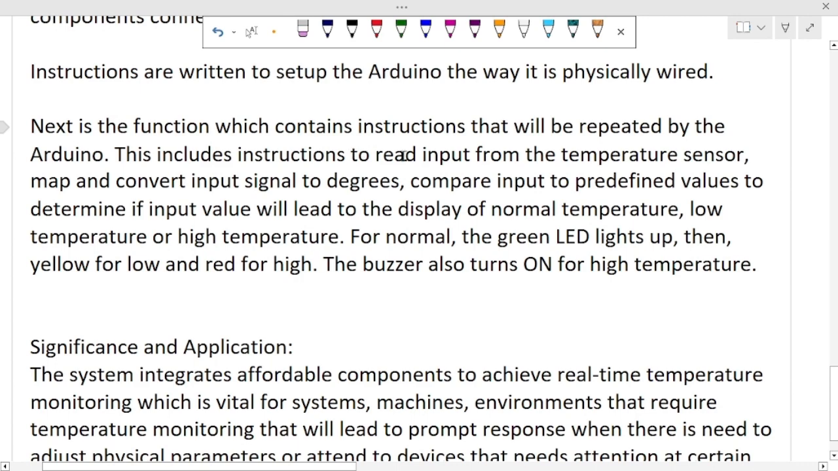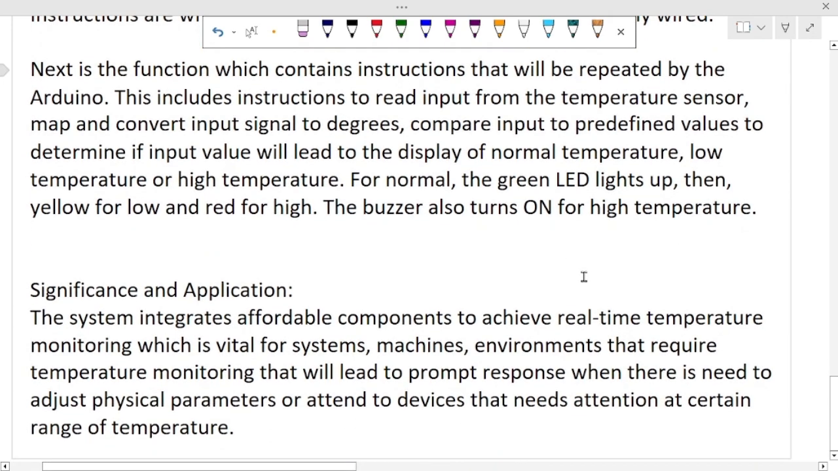This includes instructions to read inputs from the temperature sensor, map and convert the input signal to degrees, and compare inputs to predefined values to determine the value that will be displayed. For normal temperature, the green LED will turn on. For low temperature or high temperature, okay, now for normal temperature the green LED lights up, then yellow for low and red for high. The buzzer also turns on for high temperature. All right, so I think this is the end.